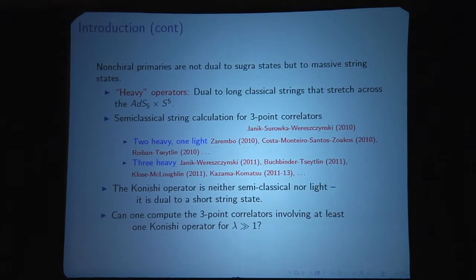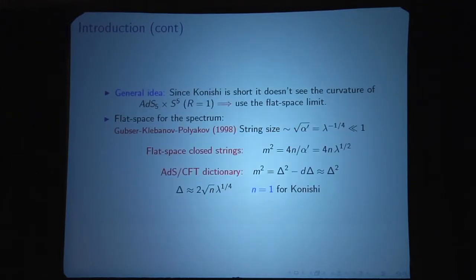So a natural question you can ask is, can we compute 3-point correlators where we have at least one Konishi operator, at least in the case when the 't Hooft coupling lambda is much greater than 1? So here's the general idea. Since Konishi is short, it basically doesn't see the curvature of AdS5 cross S5. And so in which case, we're going to use the flat space limit. So this was famously done in the case of the spectrum.